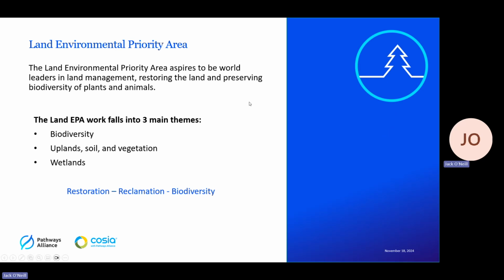Land environmental priority area has an aspirational vision to be world leaders in land management, restoring the land and preserving the biodiversity of plants and animals. So the land EPA, the work falls into 3 main themes. We say wetlands, and then uplands with soils and vegetation, and biodiversity. We'll talk a little bit about some projects that fall under these themes: restoration, reclamation, and biodiversity.